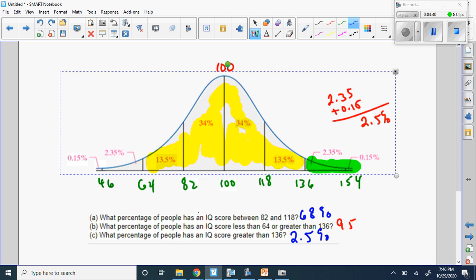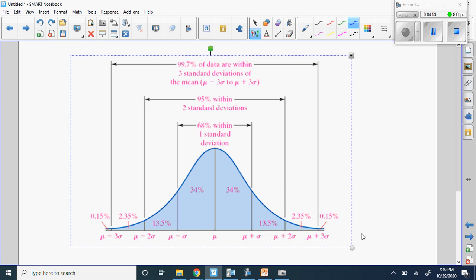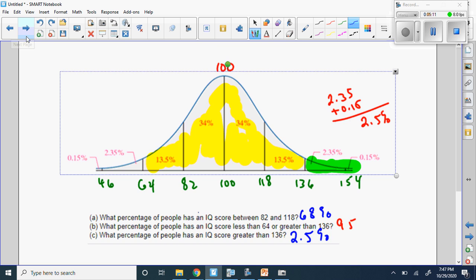So you have to understand the empirical rule: if you have the mean and you go one standard deviation above, that's 34%. If you go one standard deviation below, that's 34%. So one standard deviation plus or minus the mean encompasses 68%, right? So what I would do is make sure I had this little chart. Okay, that concludes number 10 in chapter 3.